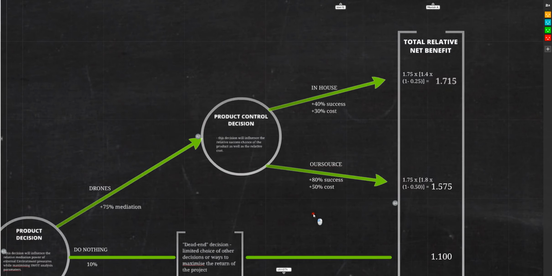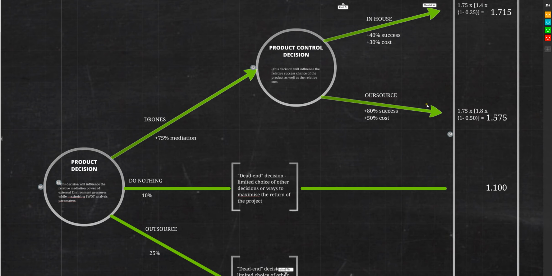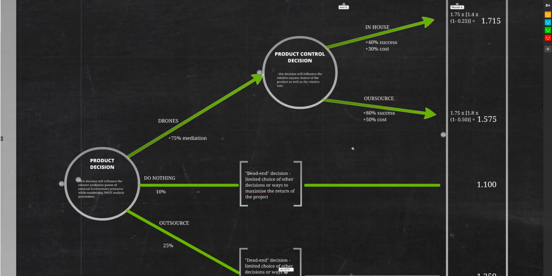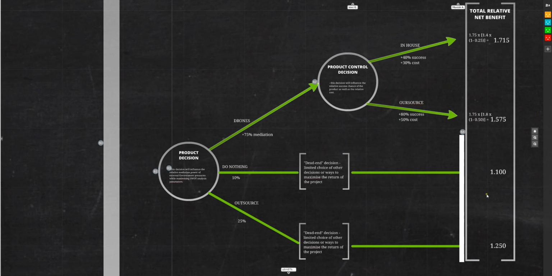Now this is just a high level decision tree. These are high level assumptions as well, which can be tailored by your expertise. We strongly suggest you do that and revise some of these scores, and that's how you'll be able to make the best decision possible. While we compare that to the other two choices, the do nothing is 1.1 and the outsource of current is 1.25.